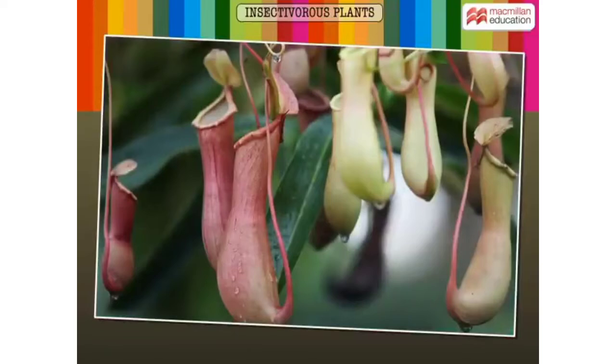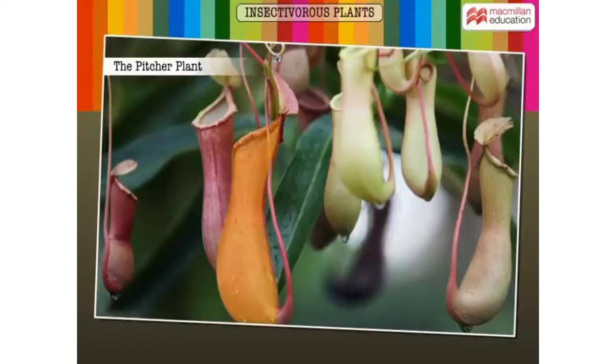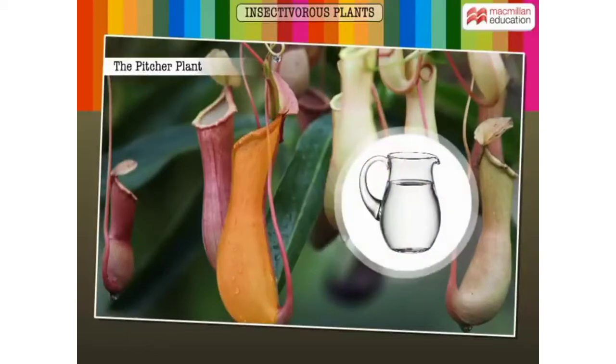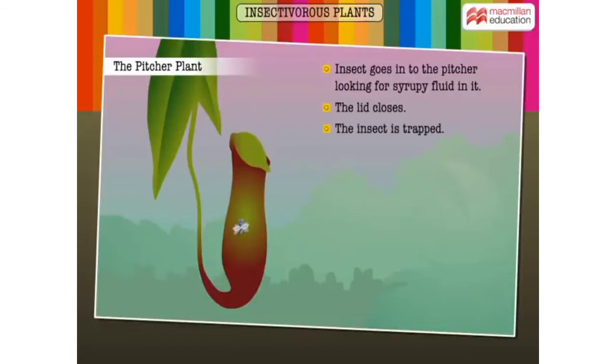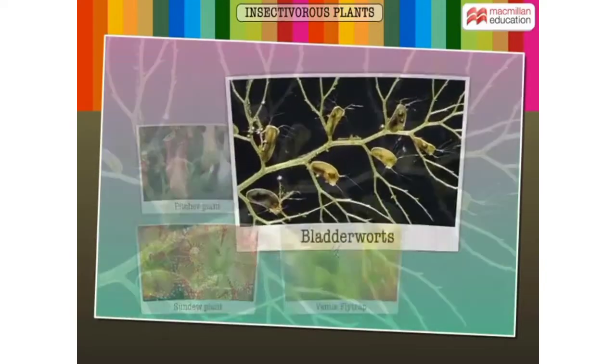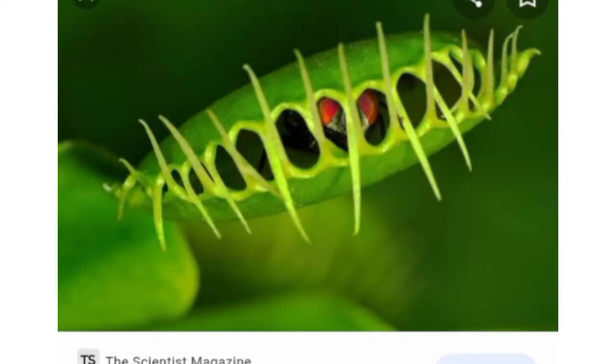Let us now look at some insectivorous plants and learn how they trap their prey. This is a picture of a pitcher plant. It got its name because of its shape, just like a pitcher of water. When an insect goes into the pitcher, the lid closes and the insect is trapped inside the pitcher plant. Now the plant secretes enzymes and the insect is digested.